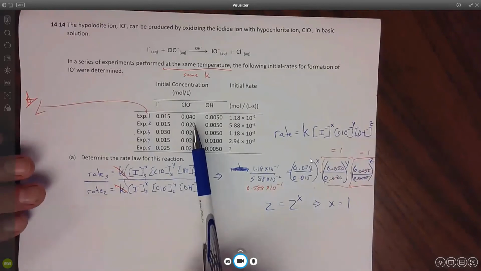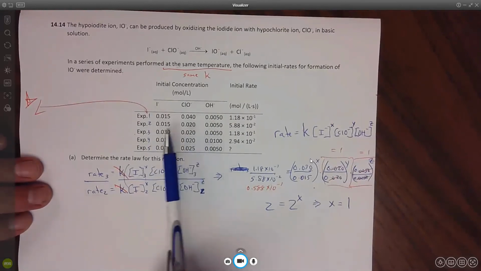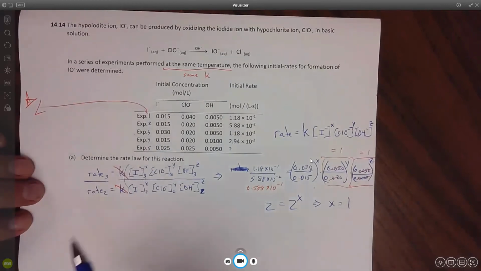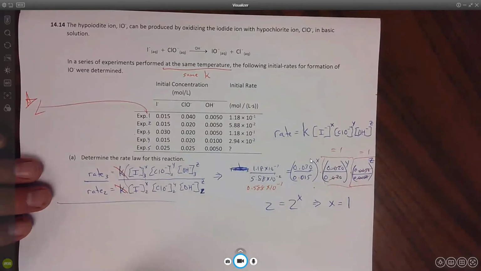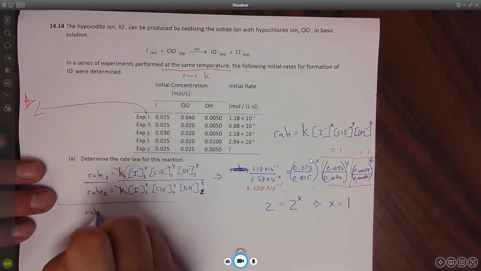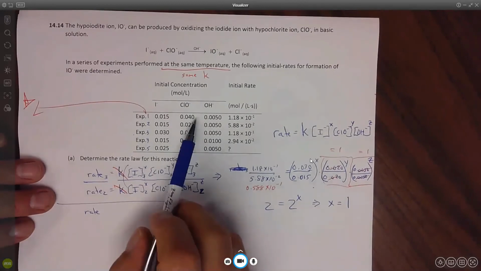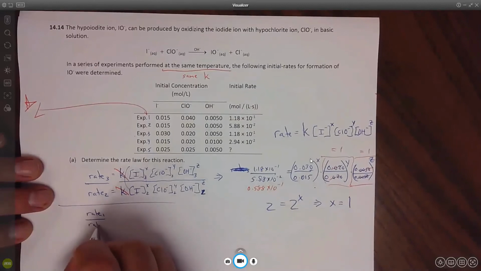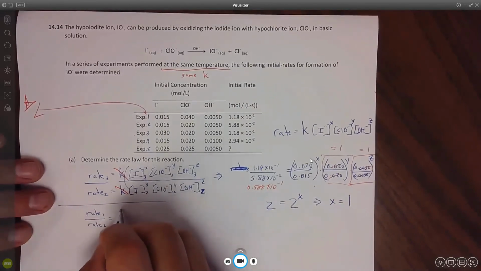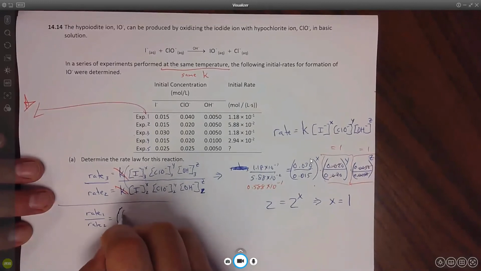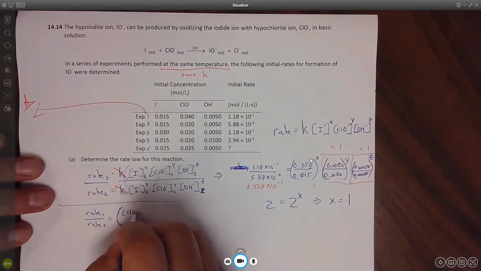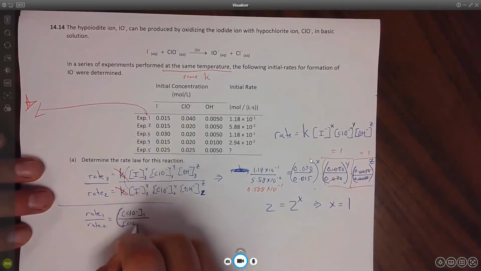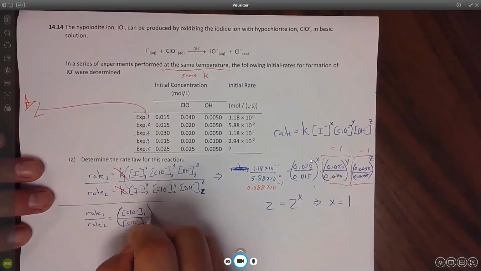Okay, 1 and 2. So for 1 and 2, this is changing. This is remaining the same, and this is remaining the same. So yeah, we're going to use 1 and 2, right? So again, it's going to be the rate, and I'm always going to put the higher concentration on top. So it's going to be the rate of 1 over the rate of 2 is going to be equal to the concentration of the hypochlorite for 1 over the concentration of hypochlorite for experiment 2 raised to the y.